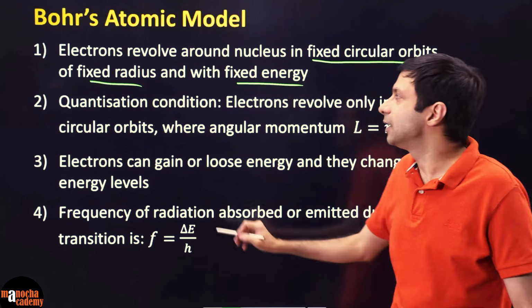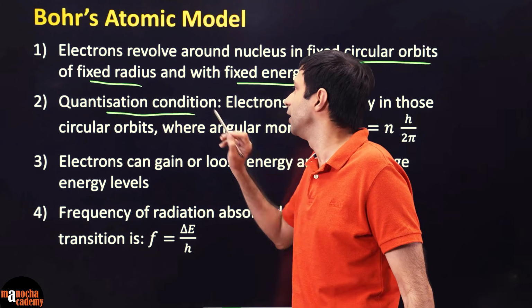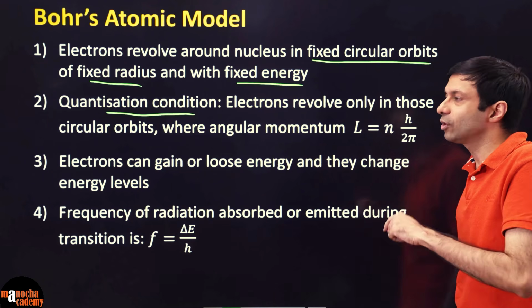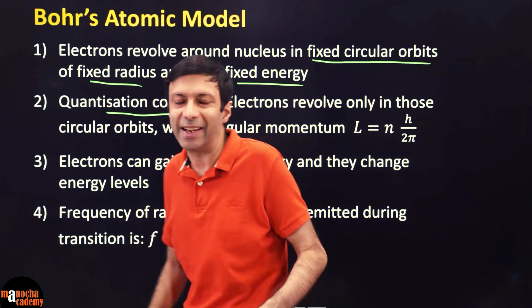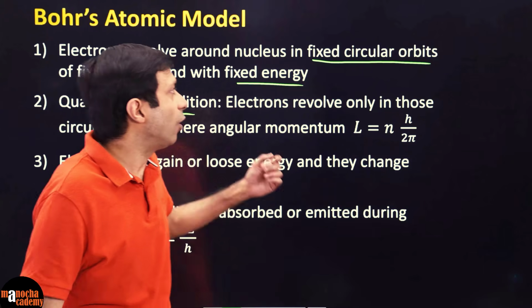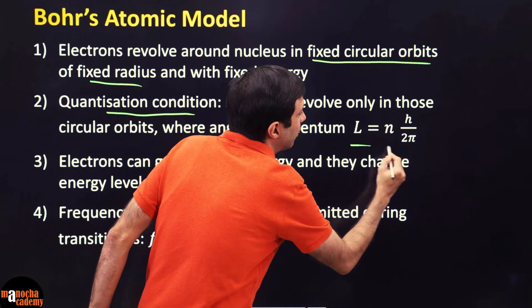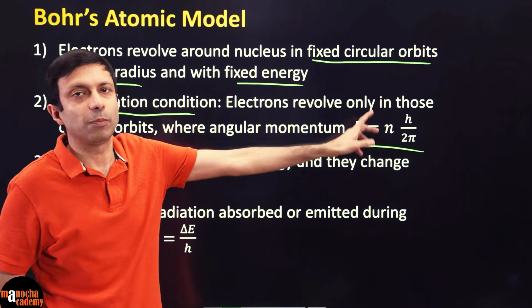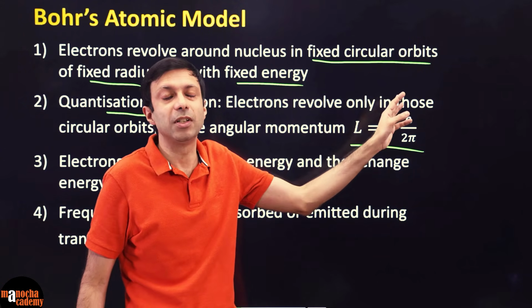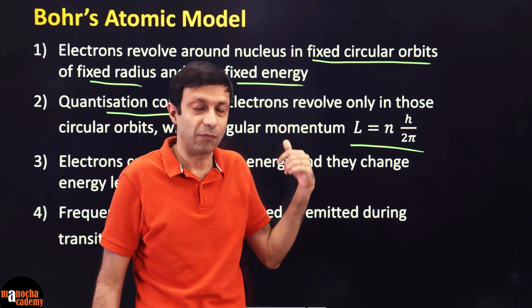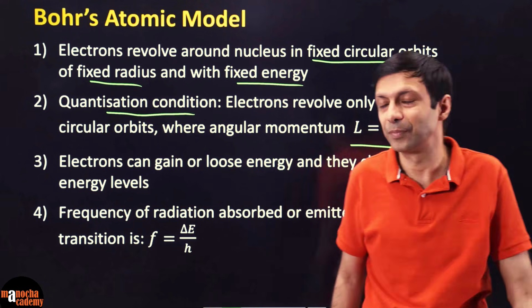Second postulate, there's a very interesting quantization condition. He said electrons cannot revolve in any circular orbit, any random orbit. No, they revolve only in those circular orbits where the angular momentum of the electron is nh/2π, so integer multiples of h/2π. And we'll also talk about this in detail later.